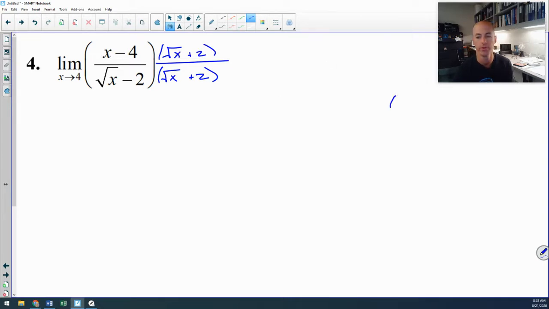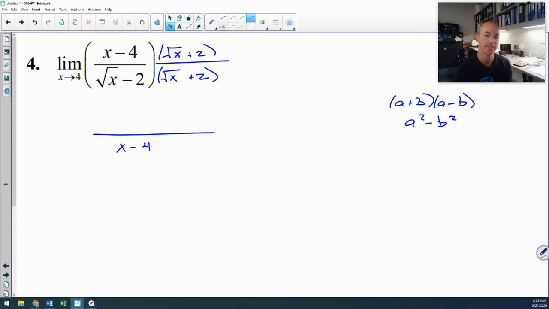And if you remember, when you multiply conjugates, that just means the terms are the same, however, the sign that separates them is different. So a plus b and a minus b will always expand out to a squared minus b squared. So when I expand that denominator, root x times root x is just x. Negative 2 times positive 2 would be negative 4. So that'll expand to x minus 4 on the bottom.